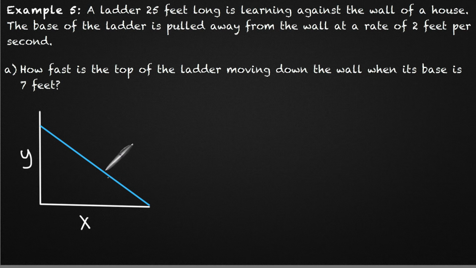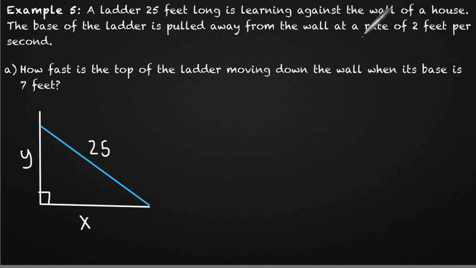Now the one thing that is not changing here is the length of the ladder. The ladder is 25, so we don't need z. We can leave this as 25. We don't need to create another variable because it's not varying. It's the same length. So that is our basic setup here.